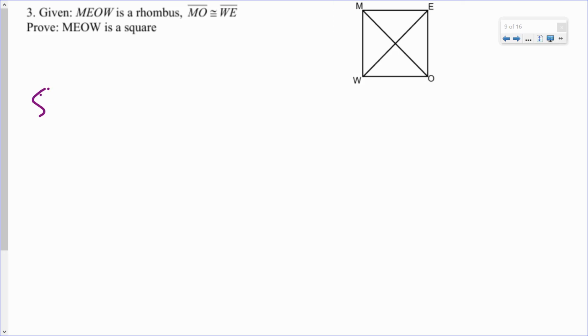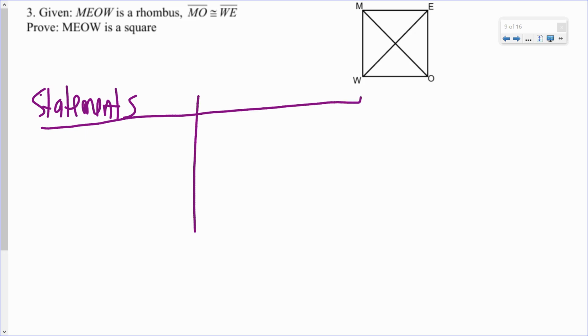Almost done. These are quick. We're just going to go through two more. So I showed you how to prove a rectangle, how to prove a rhombus. Now we're going to go through the square two different ways. MEOW is a rhombus.